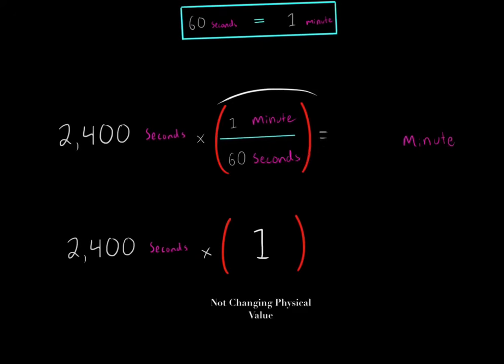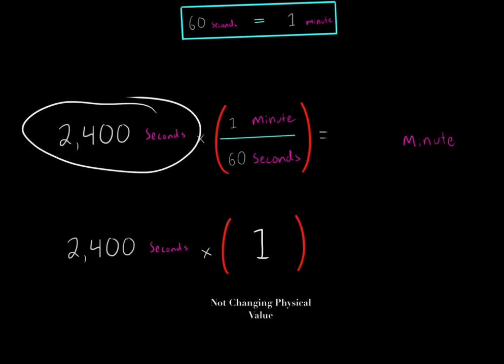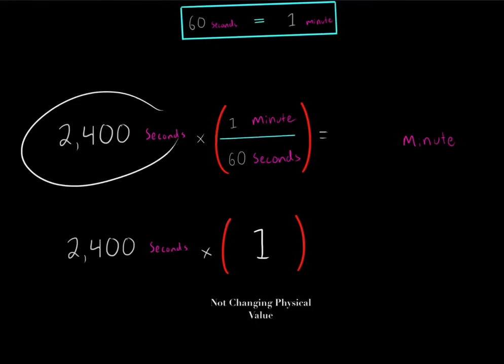So therefore, we can see this conversion factor really equals 1 because we have 1 minute over 60 seconds, and these both represent the same thing. So this conversion factor is really the same thing as 1. And that's important because we don't want to change this 2,400 seconds. We don't want to multiply it by 2 and therefore double the amount of time.